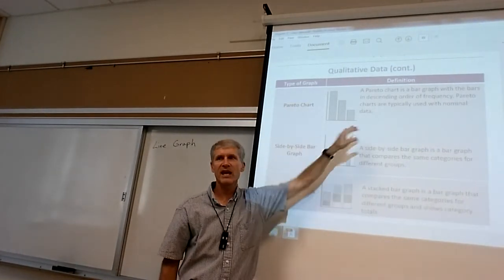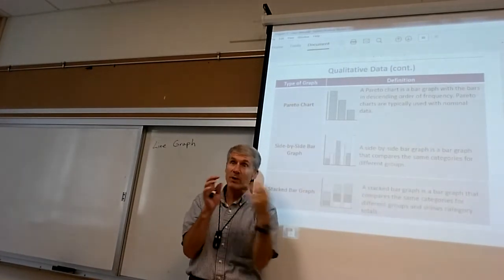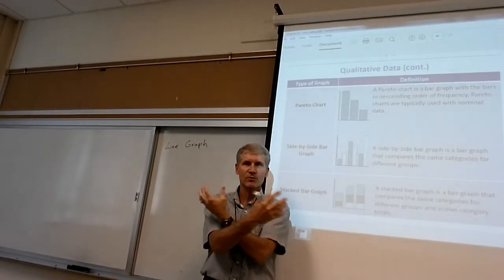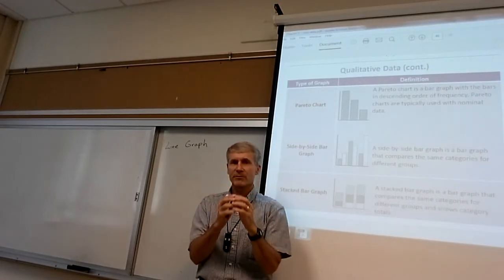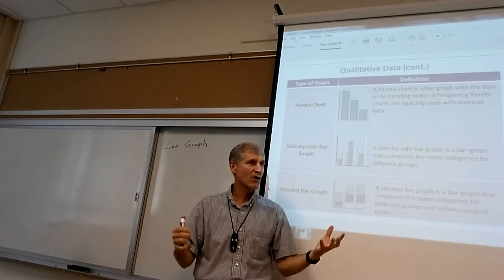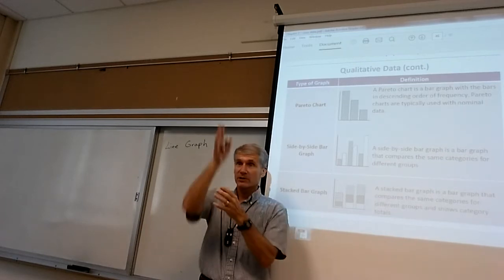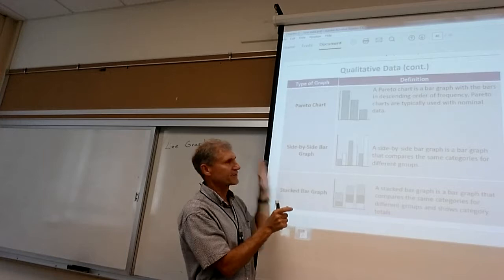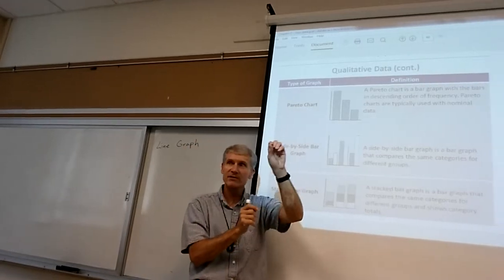Even with ordinal data, you can't do a Pareto chart because there's already an ordering to them, and it doesn't make sense to go rearranging that. But for purely categorical, like what kind of car do you drive, then you put the tallest bar on the left-hand side and say, well, most people drive this kind of car, right?